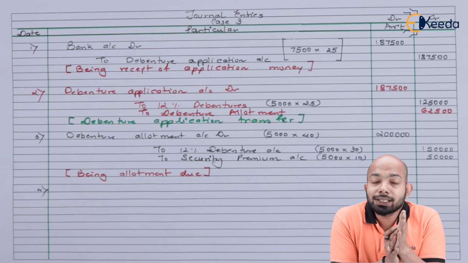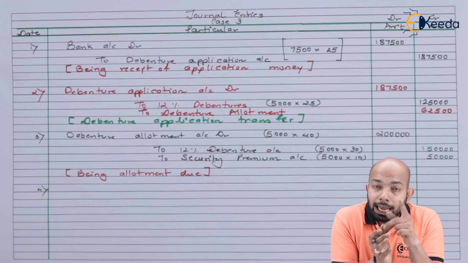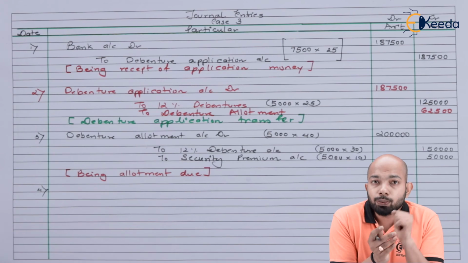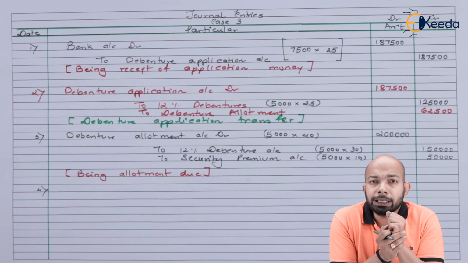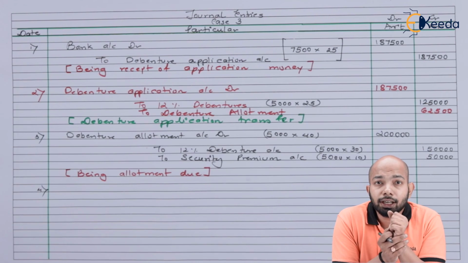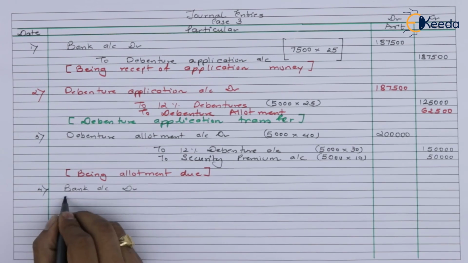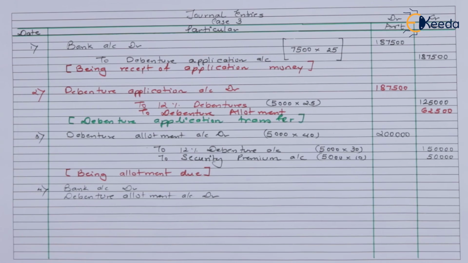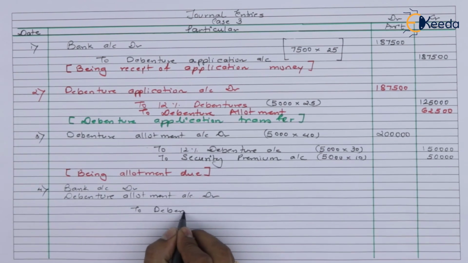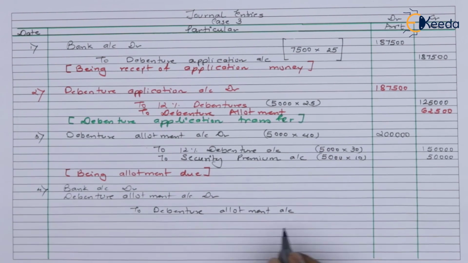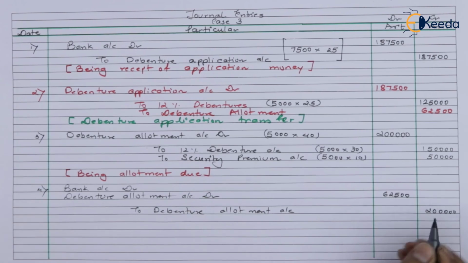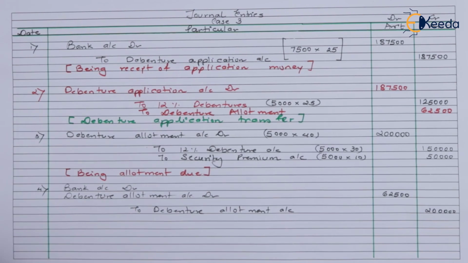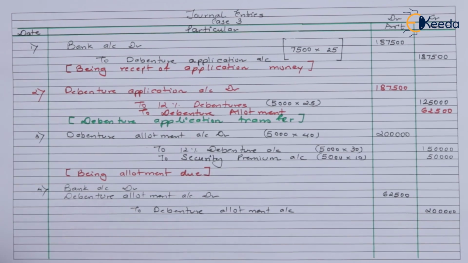Next thing will be receipt of allotment money. Here we can adjust the additional amount. 2 lakh is what we were expecting, but we won't be getting the complete 2 lakh here. Let's mention the entry here now. So 2 lakh is what we were expecting in total. 62,500 has already been received in application. The balance will be received in the bank account.